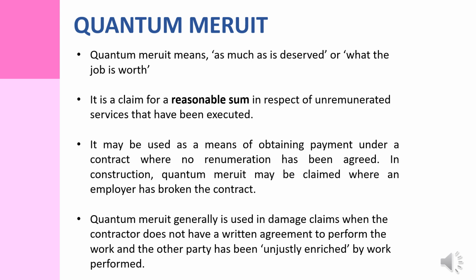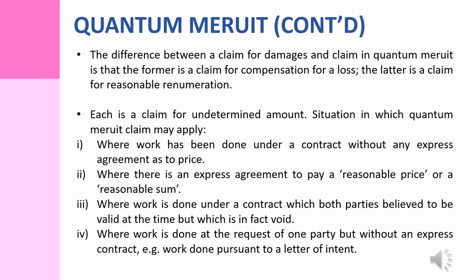Quantum meruit generally is used in a damage claim when the contractor doesn't have a written agreement to perform the work and the other party has been unjustly enriched by work performed. The difference between a claim for damages and a claim in quantum meruit is that the former is a claim for compensation for a loss, the latter is a claim for reasonable remuneration.